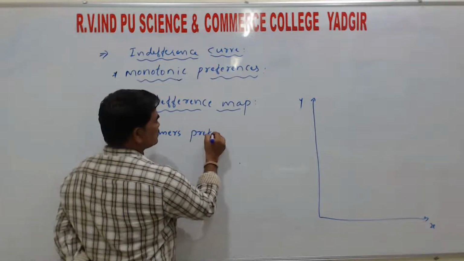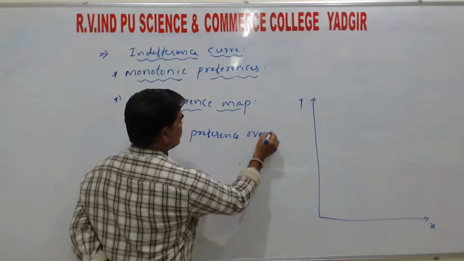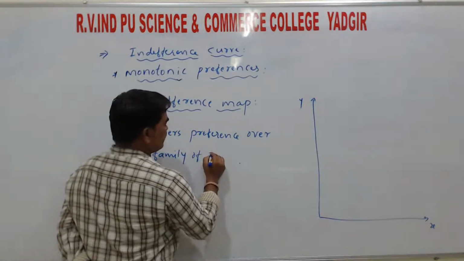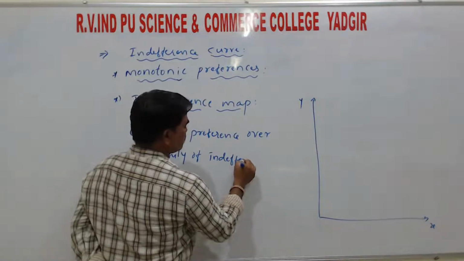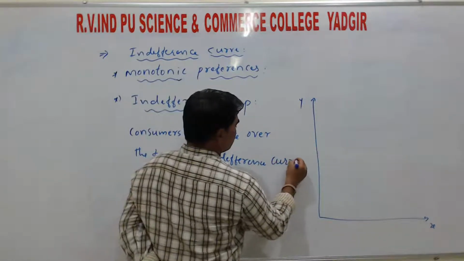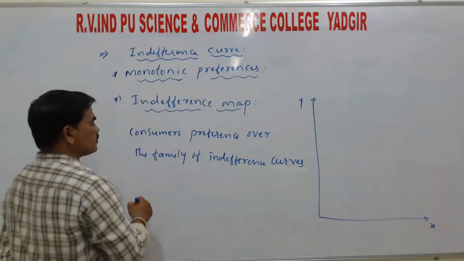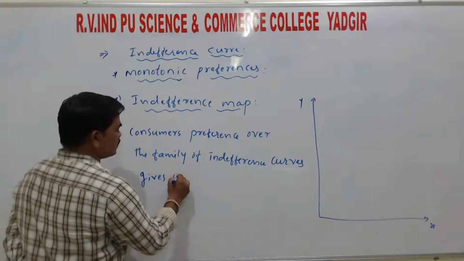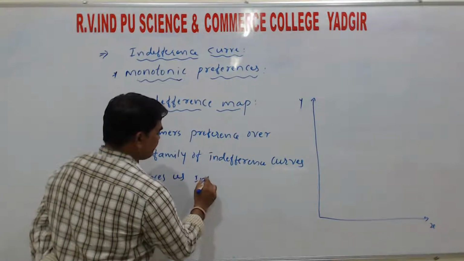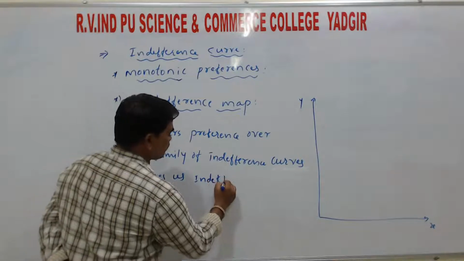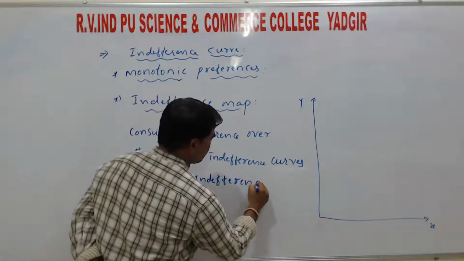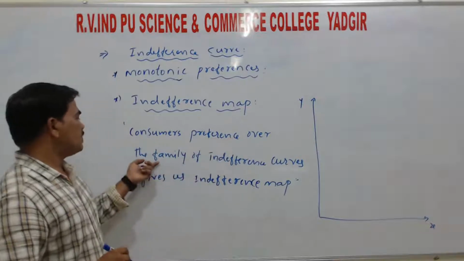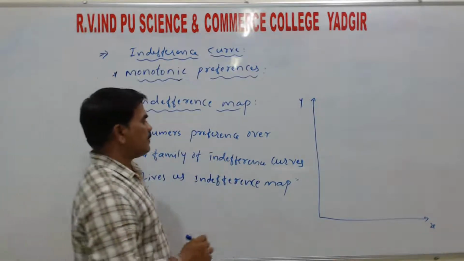Consumers' preference over the family of indifference curves gives us the indifference map.